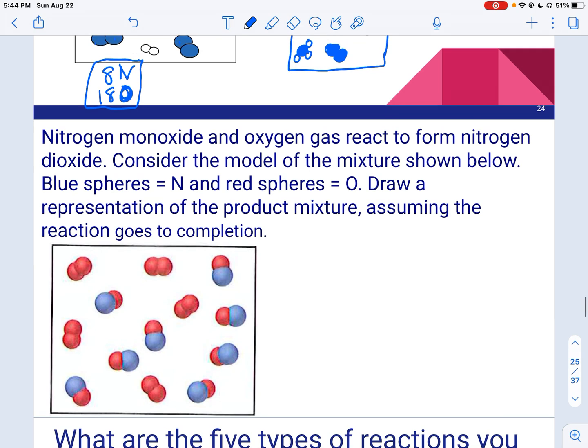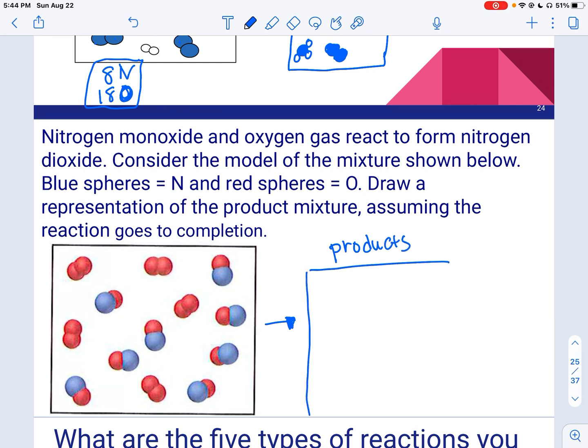So here is the same basic idea. If you want to pause this video and try this one on your own, you absolutely can. So here for nitrogen, which is blue, we have 1, 2, 3, 4, 5, 6, 7, 8. For oxygen, which is red, we have 1, 2, 3, 4, 5, 6, 7, 8, 9, 10, 11, 12, 13, 14, 15, 16, 17, 18.